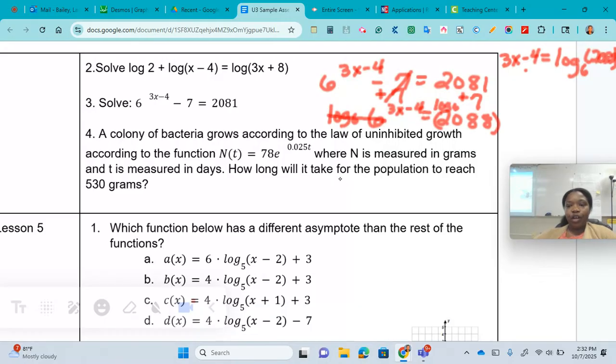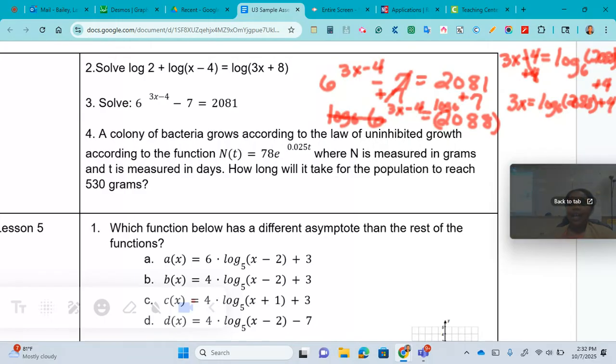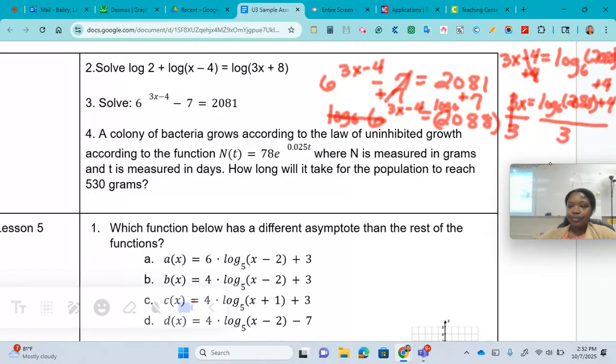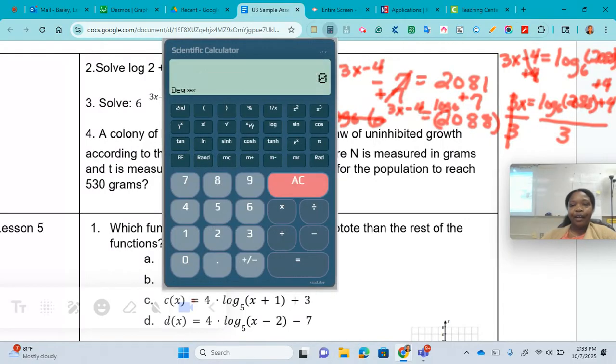Then I need to add 4 to both sides. So I have 3x equals log base 6 of 2088 plus 4. And the last step I need to do is divide by 3. So I'm going to pull out my handy dandy calculator to plug in this equation to figure out what I have.